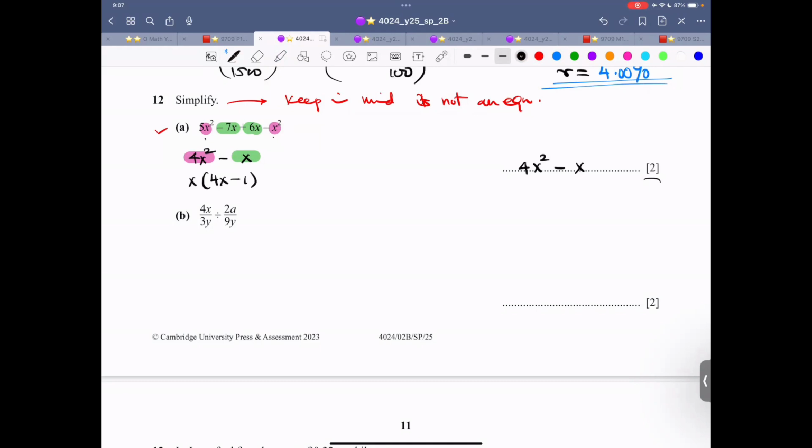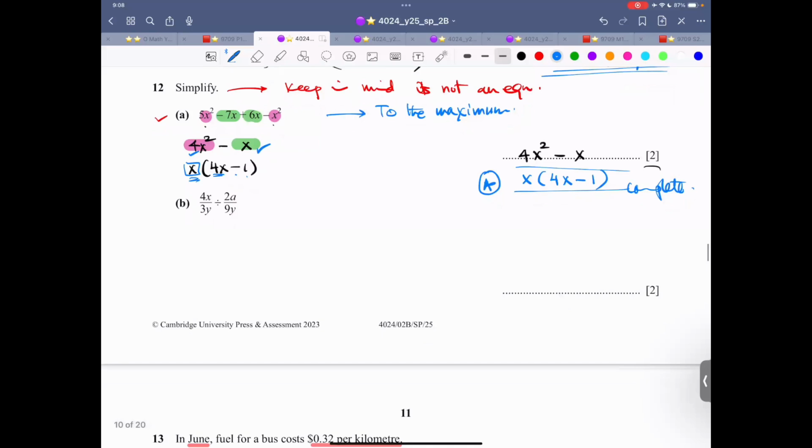Always, no matter how simple it seems, it's a good idea to double check. So x into 4x, that's 4x squared. X into negative 1, that is negative x. So the better way of writing this is x bracket 4x minus 1. I think this is the complete solution. And my thinking is 100% guaranteed because it says simplify. Therefore, simplify to the maximum, to the ultimate. That is what you should be doing.